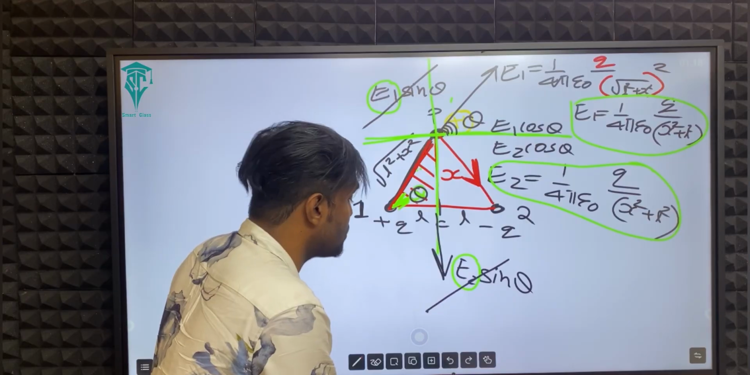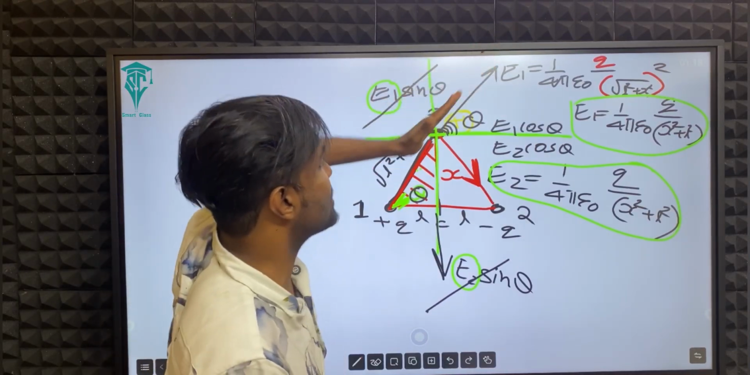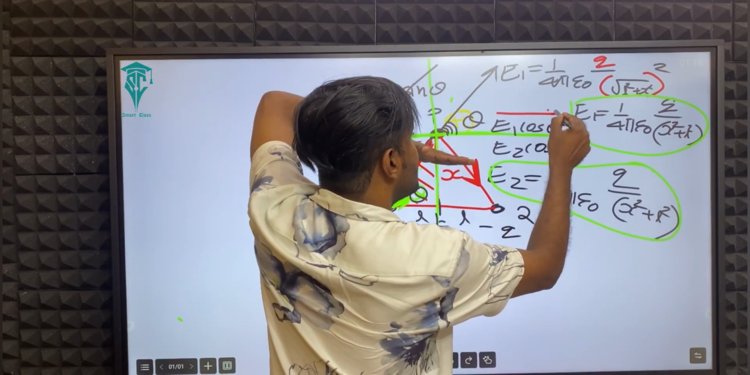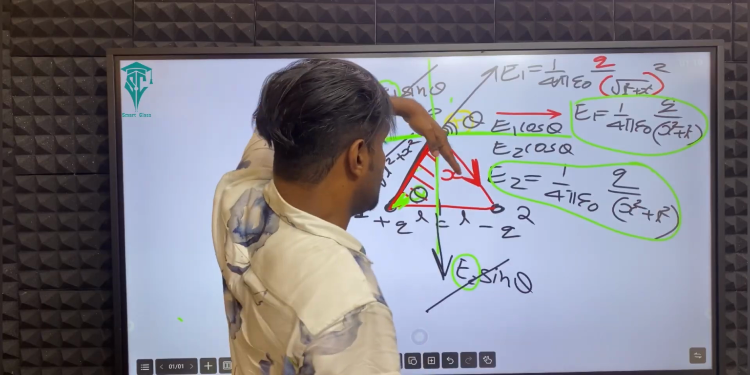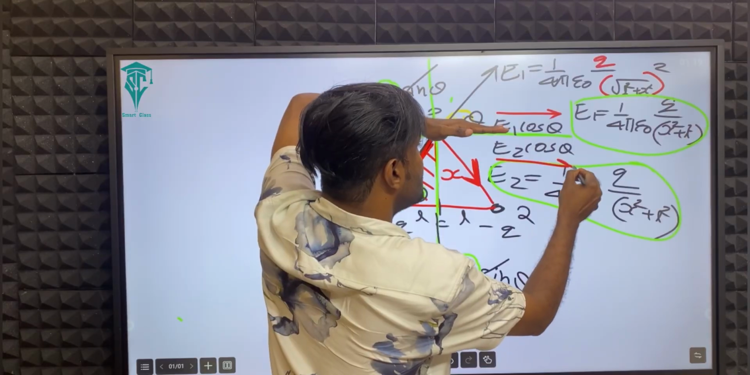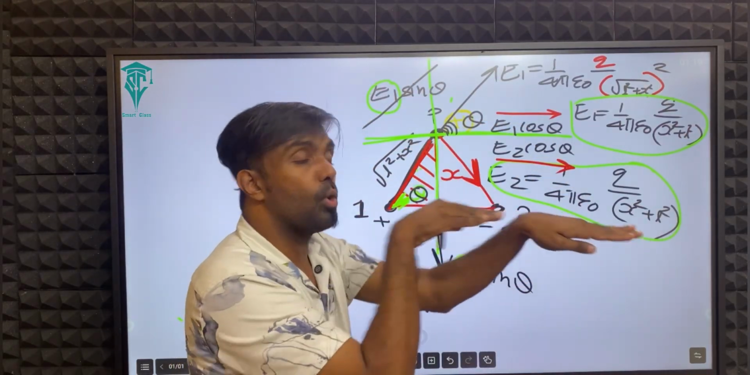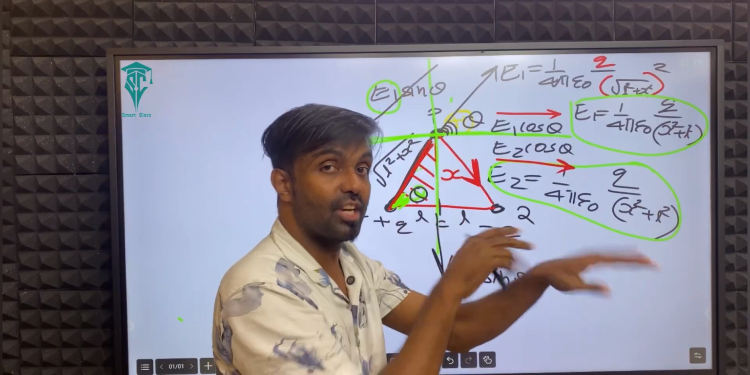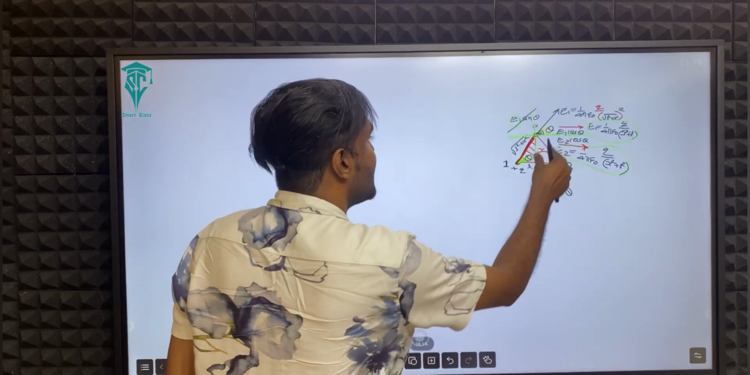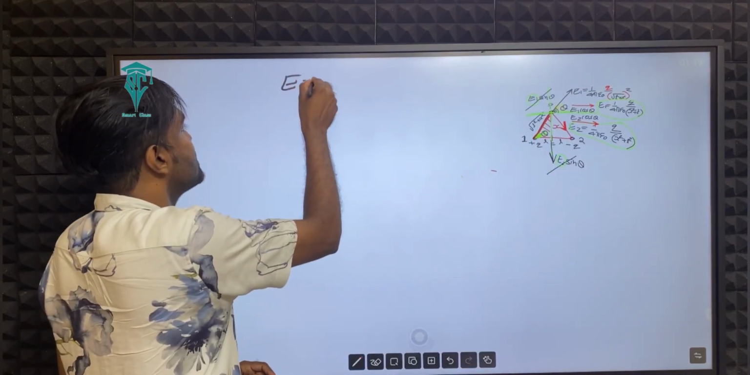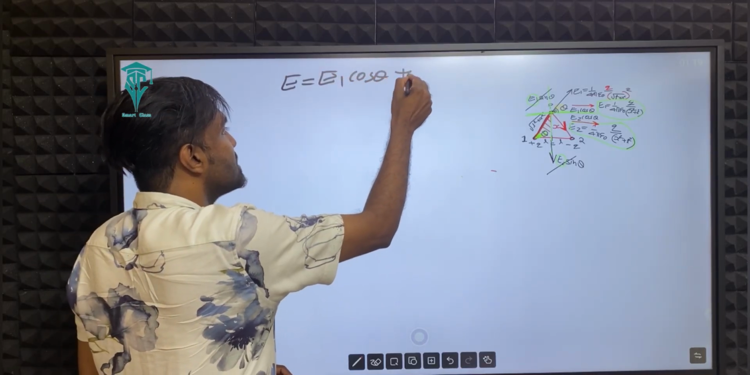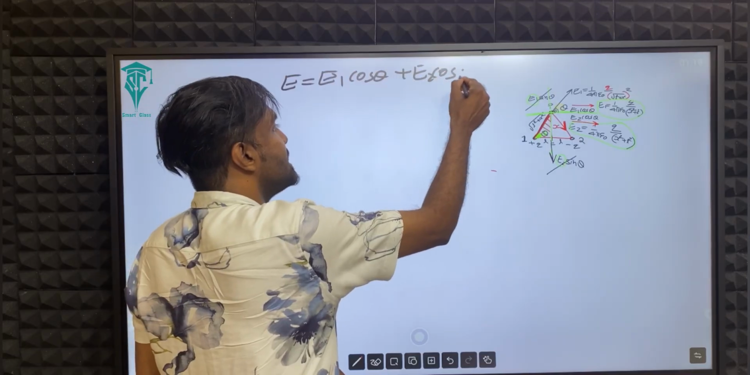Just look at the direction also. E1 here is acting in this direction. When resolved, that will be E1 cos theta in that direction, guys. E2 is here; when resolved over here, E2 cos theta is also in that direction. Both are collinear in the same direction. That's why, in order to find the net electric field intensity, you must add them. That is, net electric field intensity is equal to E1 cos theta plus E2 cos theta.